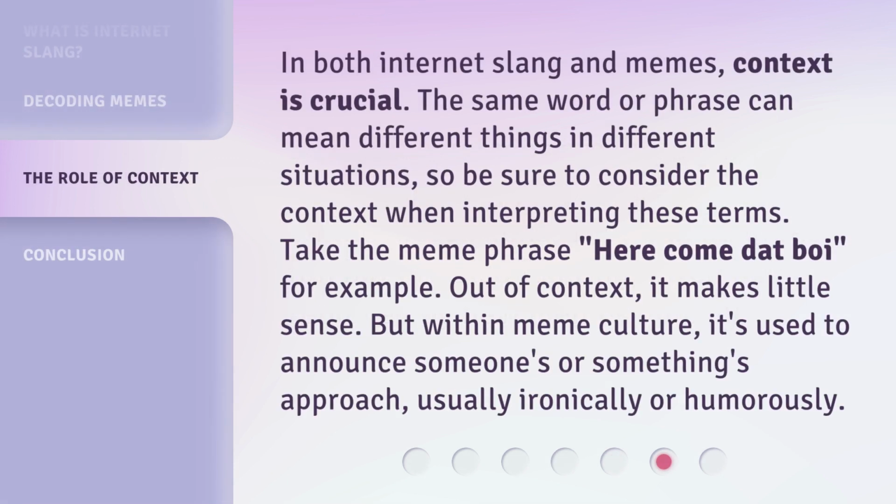In both internet slang and memes, context is crucial. The same word or phrase can mean different things in different situations, so be sure to consider the context when interpreting these terms. Take the meme phrase, "here come dat boy," for example. Out of context, it makes little sense. But within meme culture, it's used to announce someone's or something's approach, usually ironically or humorously.